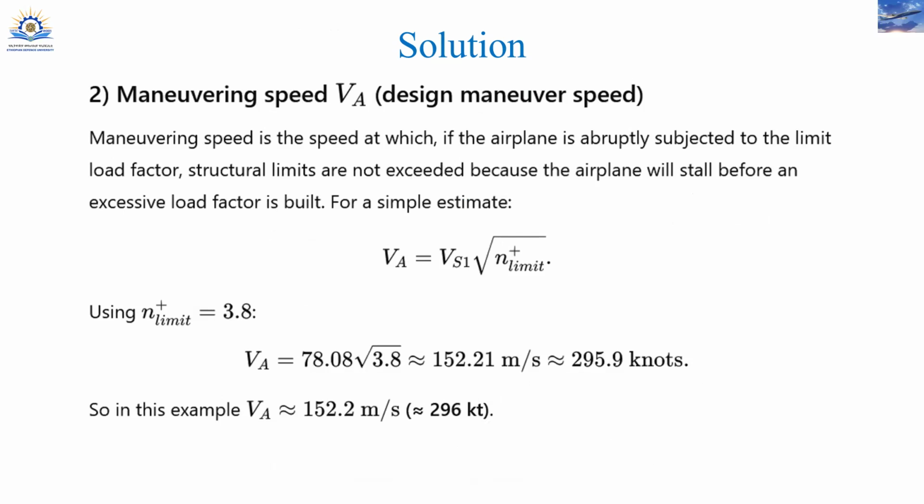Maneuvering speed, the velocity at point A, which is the design maneuver speed, another term, is VA. VA is equal to the clean stall speed times the positive limit load factor. The positive limit load factor is given as 3.8, so we can simply multiply it with the stall speed. That gives us 152.2 meters per second.